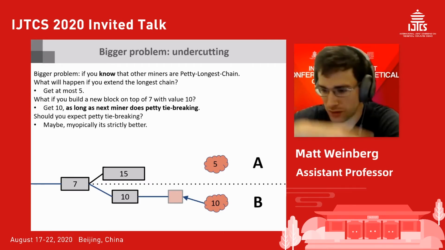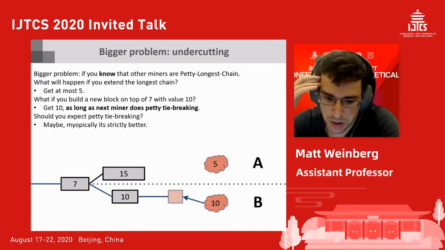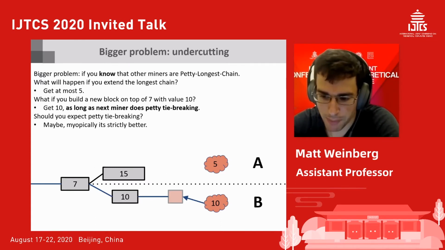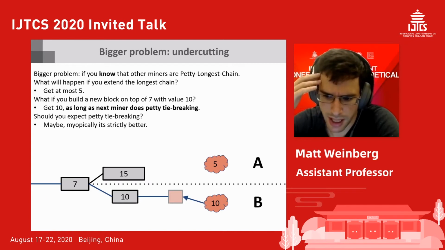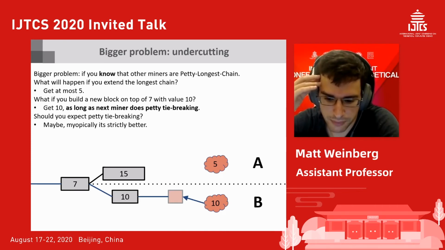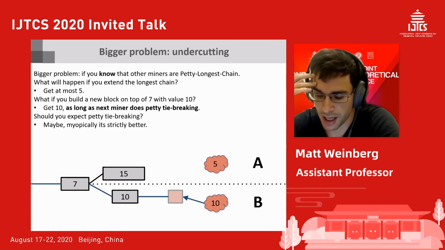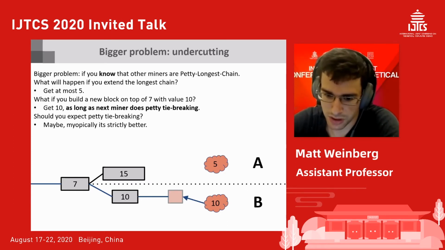Okay, so again, I'm not claiming that everyone is going to petty tie break. I'm not claiming that, you know, there's going to be a disaster. At the same time, petty tie breaking is myopically strictly better than the random tie breaking or the first heard about tie breaking. So it's not crazy to think that. But it is true that you do need to think about what the other players are going to do in order to realize whether it's profitable to do this deviation or not.